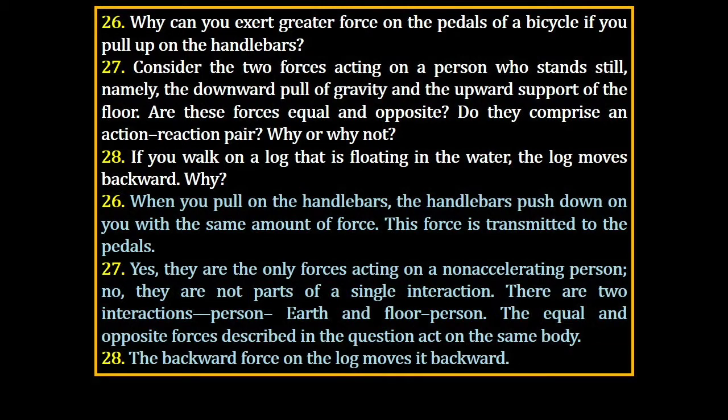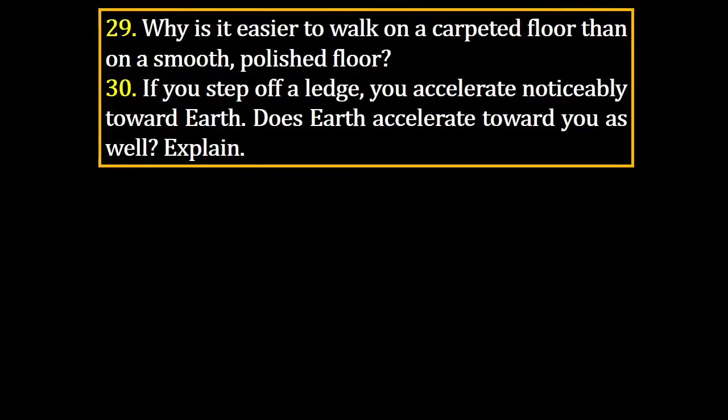Okay, 28. If you walk on a log that is floating in the water, the log moves backwards. Why? The backward force on the log moves it backwards. So you're pushing it backwards. That's why it's going backwards. If you think about how it's moving, you're pushing backwards, and the log is pushing back against you. Why is it easier to walk on a carpeted floor than a smooth, polished floor? If you step off a ledge, you accelerate noticeably towards Earth. Why does Earth accelerate towards you as well?